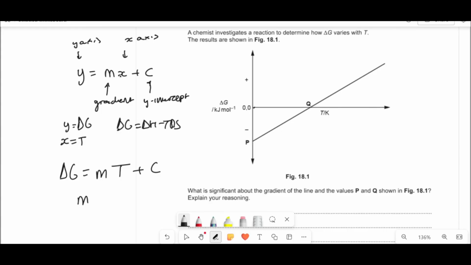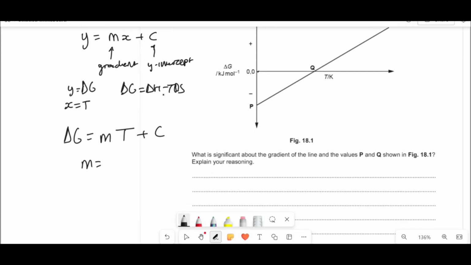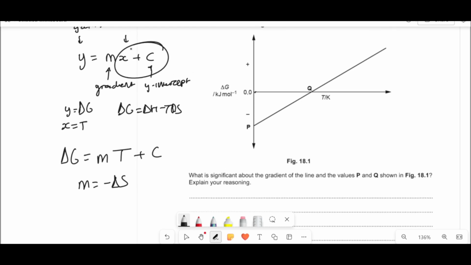If you look here and here, the m that's timesed onto it has got to be minus delta S, because you can see that's positive. So that means our m, our gradient, has to be minus delta S. And in y equals mx plus c, this bit's all dealt with. The only thing left is delta H, so our c has to be delta H.